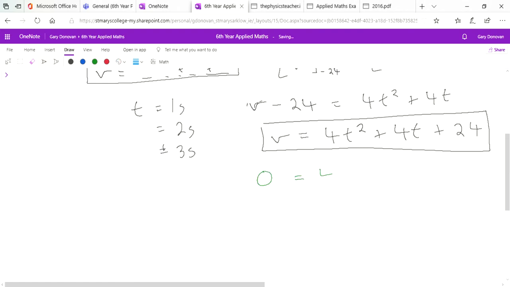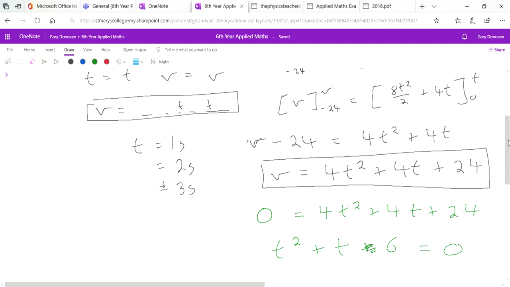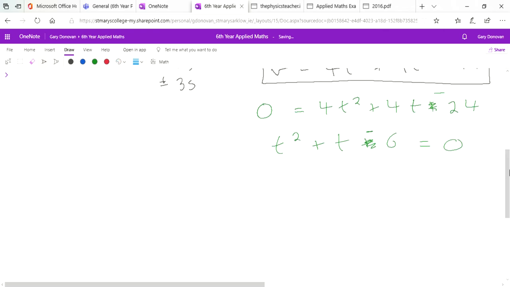So that would be 0 equals 4t squared plus 4t plus 24. We can divide across by 4 to give us t squared plus t plus... Actually, hang on, I'm after making a mistake there. This should be minus 24, which means this should be a minus, this should be a minus, and this should be a minus. So apologies for that, but you might have spotted that already.